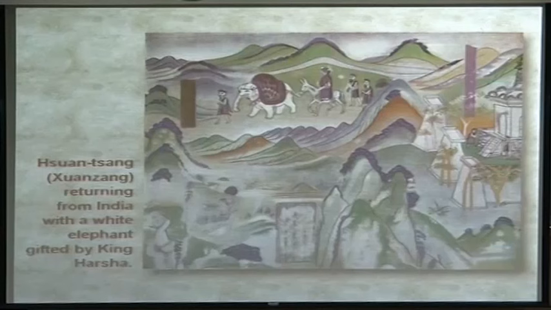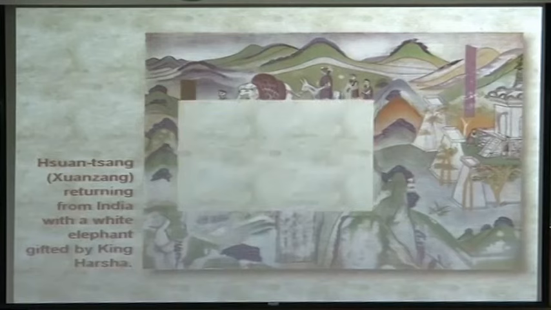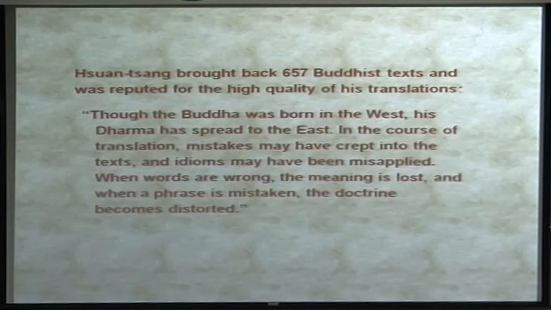And he returns with this elephant gifted to him by Harsha, and you can see a huge bundle on the elephant. And what the bundle contains is actually manuscripts, because that would be the most precious things, not gold or jewels, which the Chinese had anyway, but manuscripts. And he is said to have brought back 657 Buddhist texts and translated them. He says himself, though the Buddha was born in the West, you see, this is India, right? His dharma has spread to the East, meaning China.